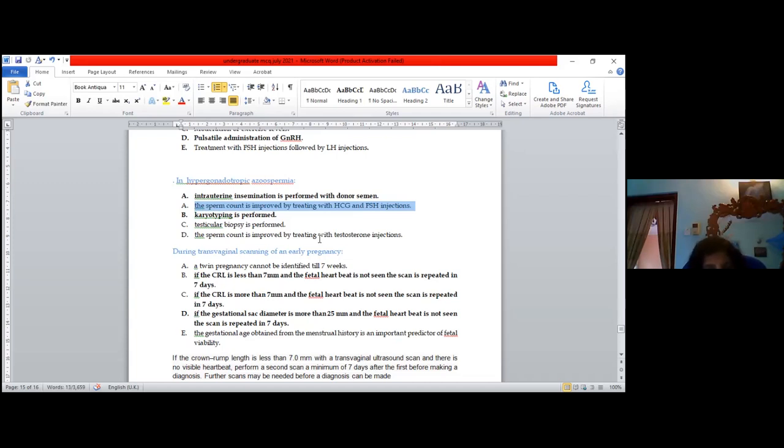If it is hypogonadotropic, we can start with treatment with clomiphene citrate for 3 months. If that doesn't work, we can improve the sperm count by giving HCG and FSH injections.